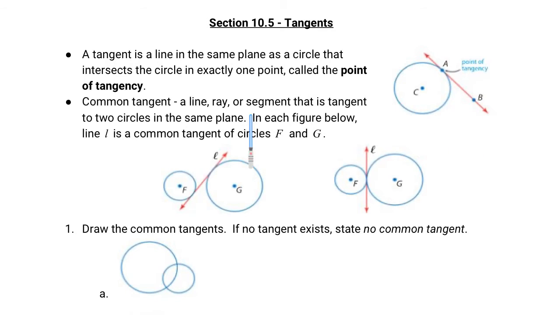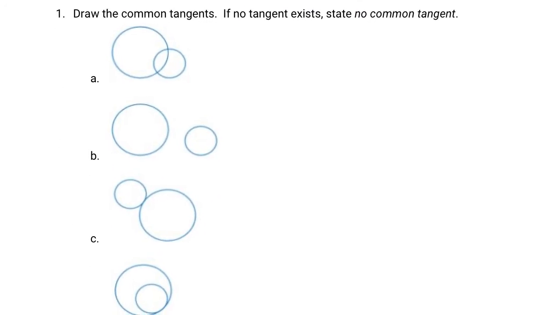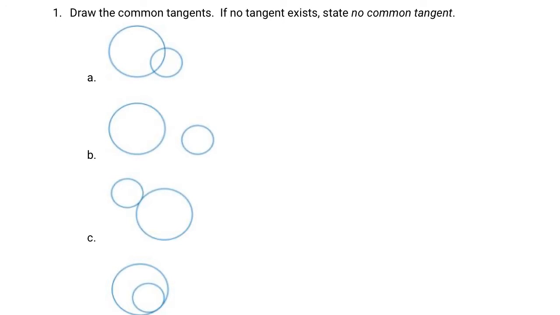A common tangent is a tangent that is between two circles in the same plane. So line L is a tangent between F and G, and line L is another common tangent between circle F and G. We're going to look at some of our own figures and see if these have common tangents, and if so, how many.